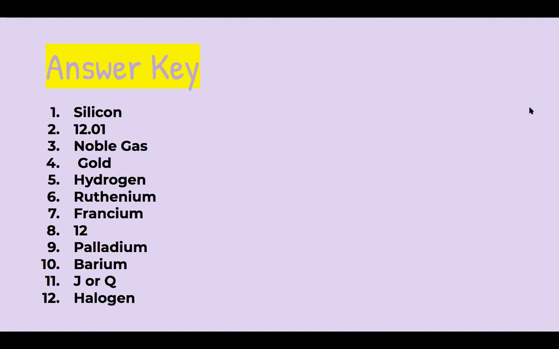All right, so number 1 is silicon, number 2 is 12.01, number 3 is noble gas, and for number 4, I found gold, but of course, there can be multiple answers. Number 5 is hydrogen, number 6 is ruthenium, number 7 is francium, number 8 is 12, number 9 is palladium, number 10 is barium, number 11 can be either J or Q, and number 12 is halogen.